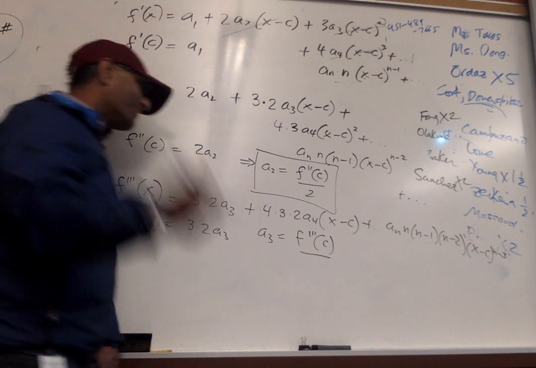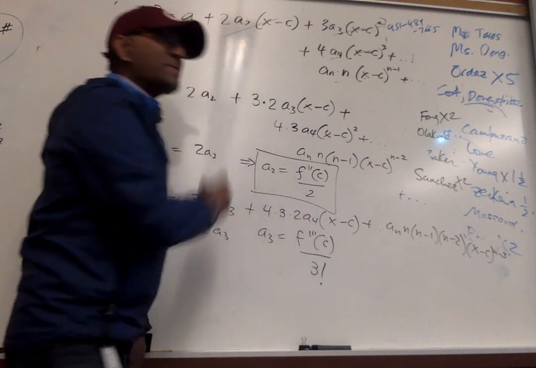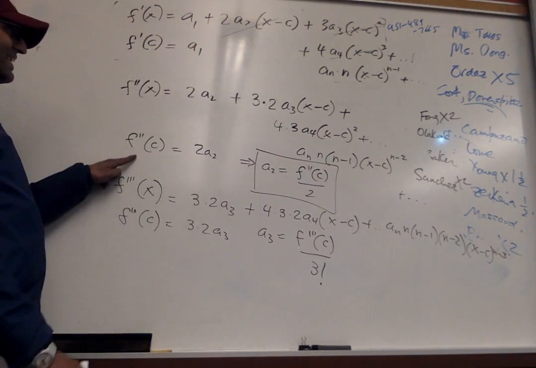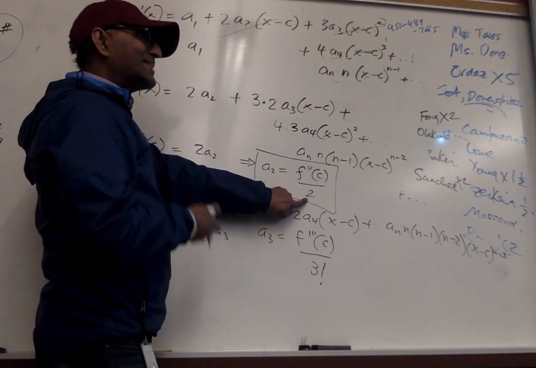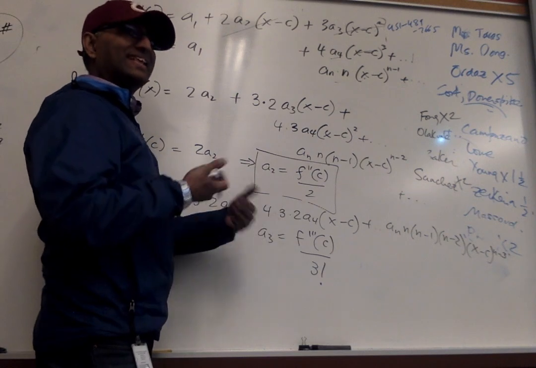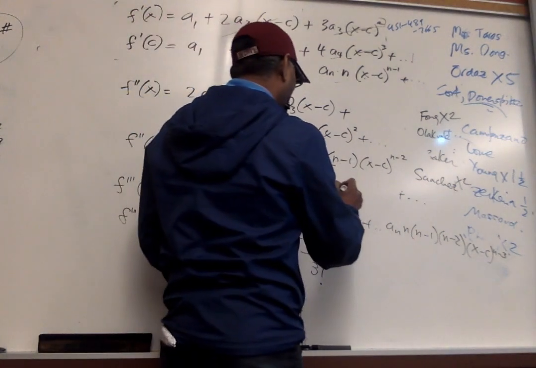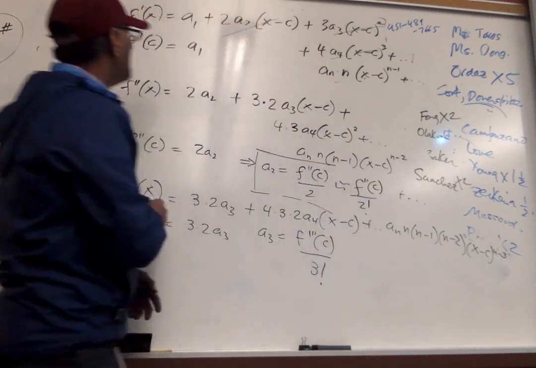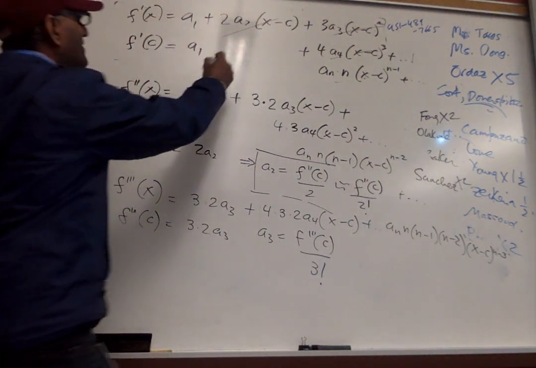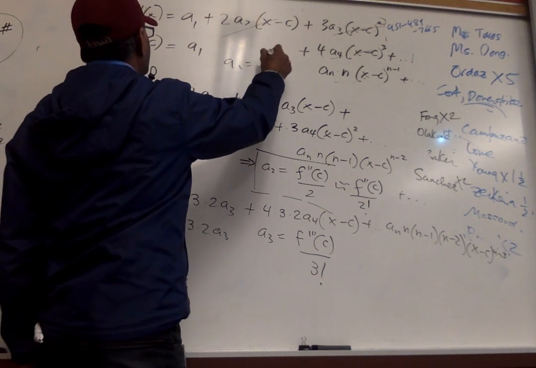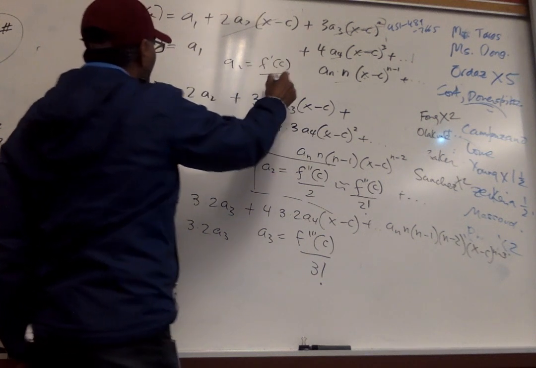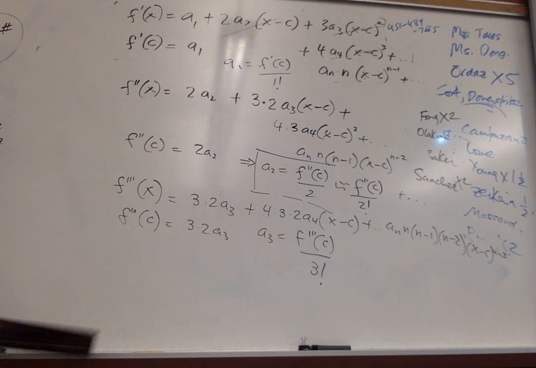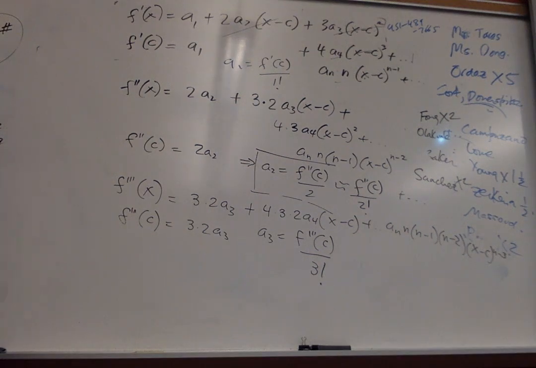Oh, 3 factorial! Because, remember, look at the board. I can write 2 as 2 factorial, isn't that 2 times 1? We want a pattern here. f double dash of c over 2 factorial. Go back to f dash of c. So a1 is actually f dash of c over 1 factorial. We have a pattern. There's 1 factorial, there's 1.